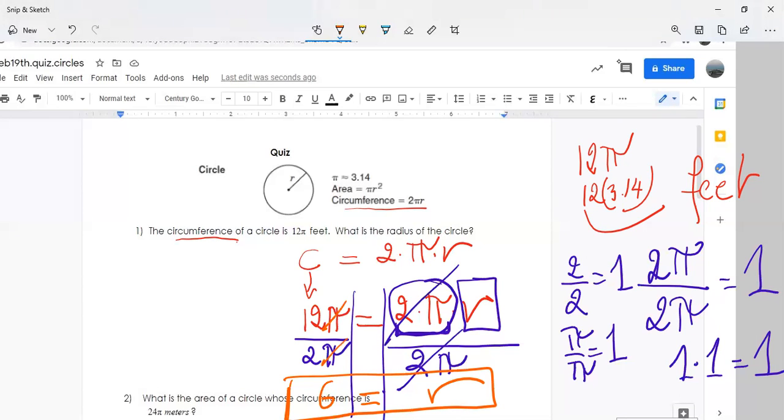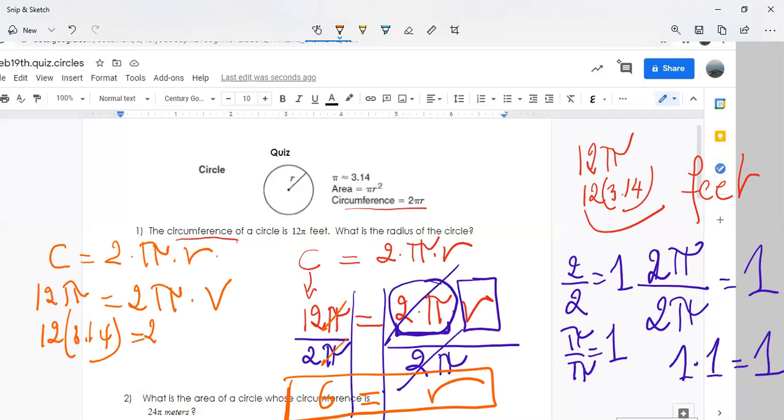And if you don't like working with pi the way it is, you could substitute pi for 3.14. So this is 12 pi equals to 2 pi r. Substitute 12 times 3.14 equals to 2 times 3.14 times the radius. Okay, this is just 6.28 r. And then whatever this is. And then you solve the equation as such. But it's easier to do it this way. Just leave pi the way it is. Okay, so that's the first question.